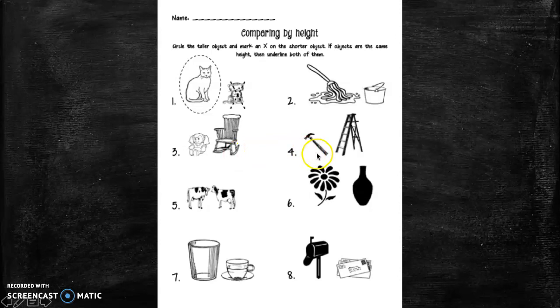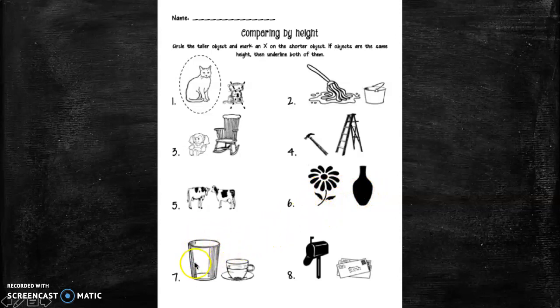How about here? The hammer and the ladder. Which one is shorter? The hammer, you're going to make an X, is shorter than the ladder, and the ladder is taller. How about these two cows? The two cows are about the same height. How about the flower and the vase? You are right, they are about the same.